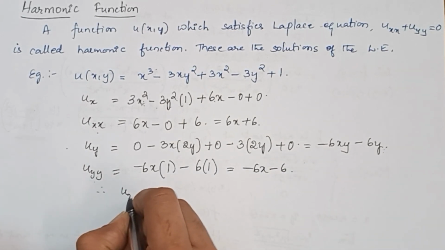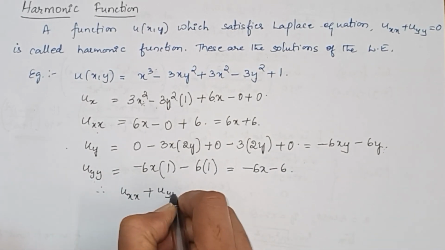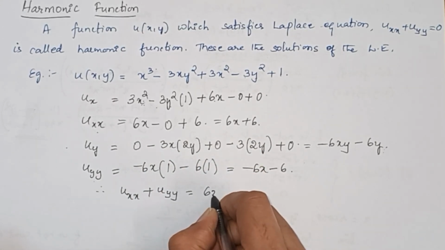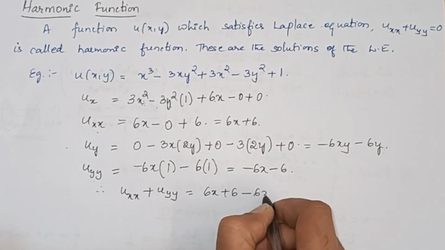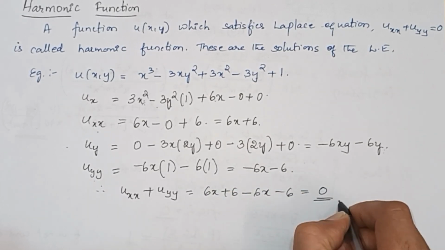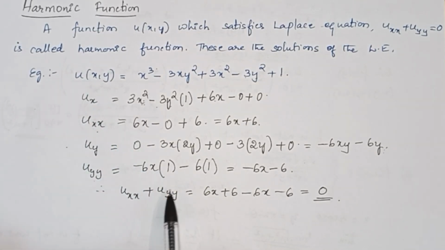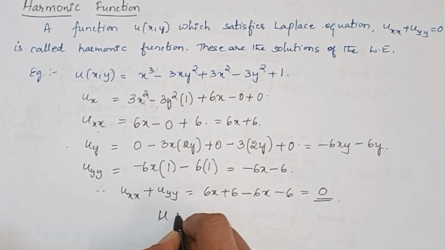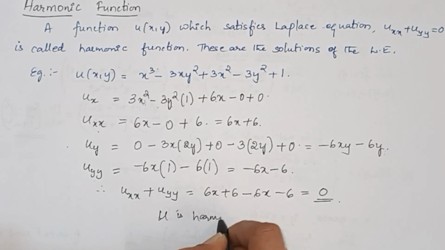Therefore, you check now uxx plus uyy, adding these two partial derivatives. So I'll get 6x plus 6 minus 6x minus 6. So all get cancelled, the value is equal to 0. Therefore, this function satisfies the Laplace equation. Hence, the given function u is a harmonic function.